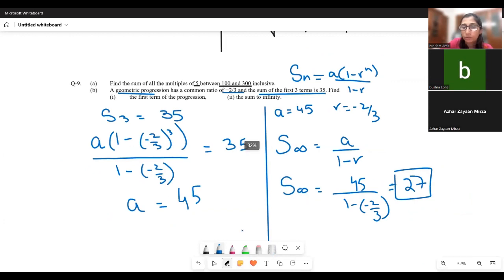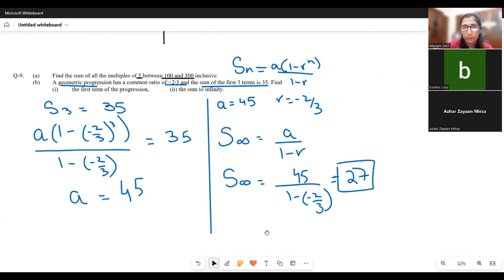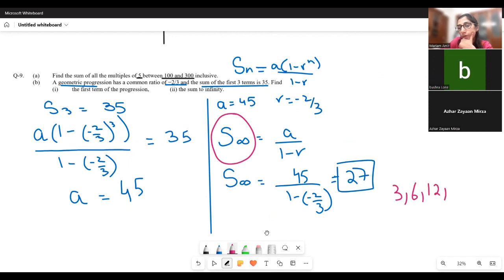Just a side note, we've talked about this many times before, but I want to talk about it again. We can't find S infinity for every kind of sequence. When is it possible to find sum to infinity? For example, let me give you a sequence: 3 times 2, 6, 6 times 2, 12, 12 times 2, 24, 24 times 2, 48. You can't find sum to infinity of this. The values increase there. Exactly.